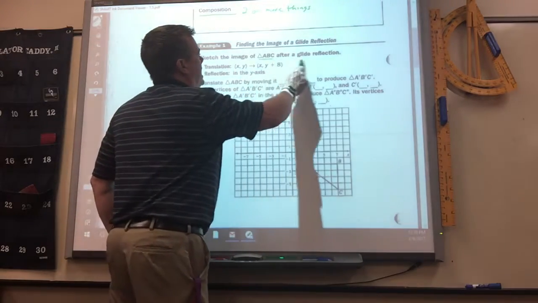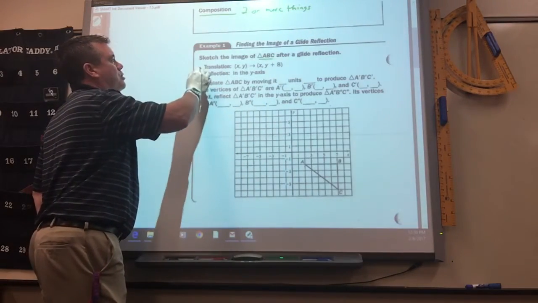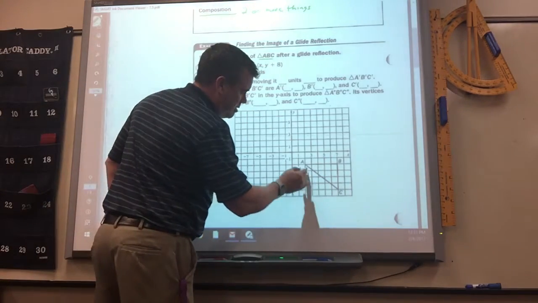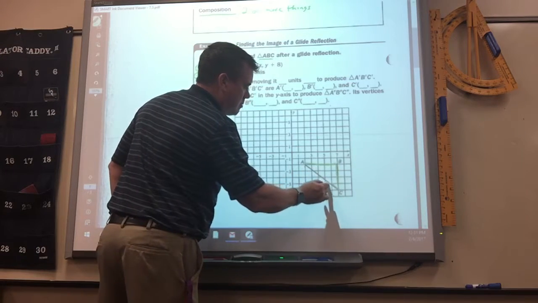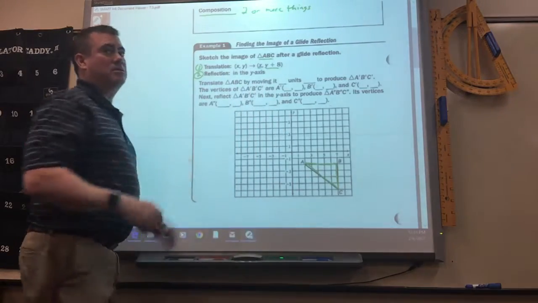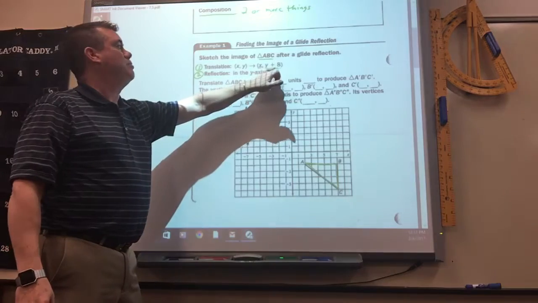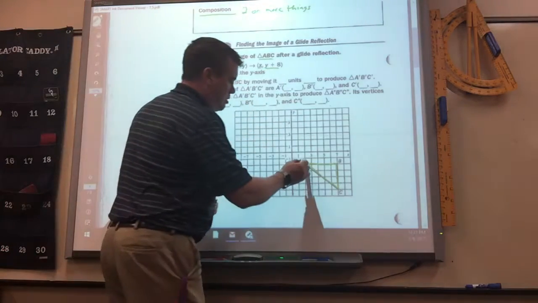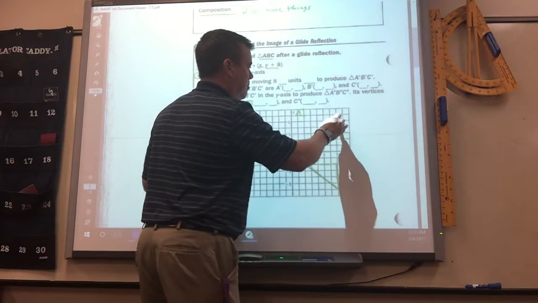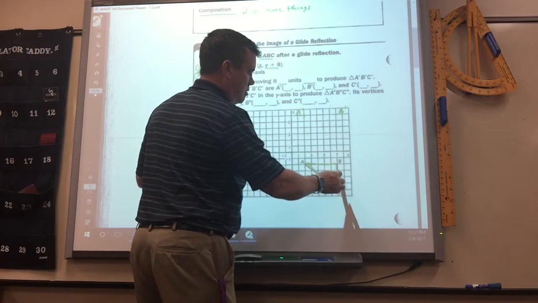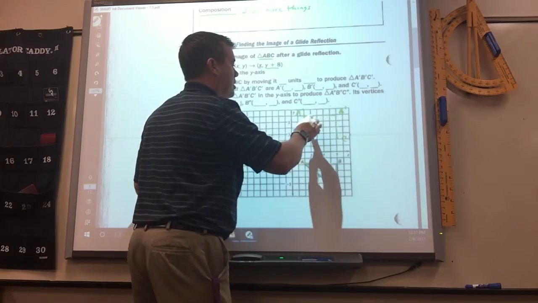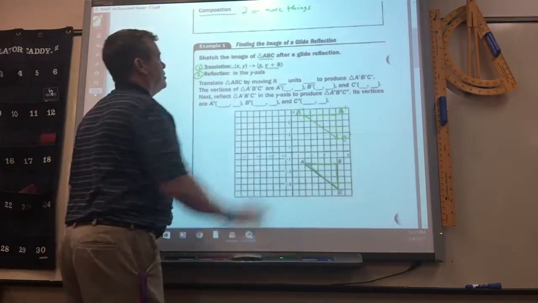Sketch the image of ABC after the glide reflection. So here's the two things we're doing. First you do that, then you do that. So here's the triangle. So we got to translate it. Everyone remember how to read those? So you don't do anything side to side and you move it up 8. So there would be A prime, B prime, and C prime. So there's the glide, the translation.